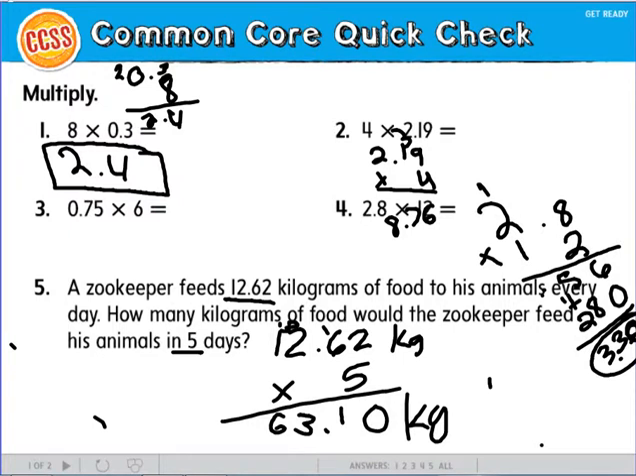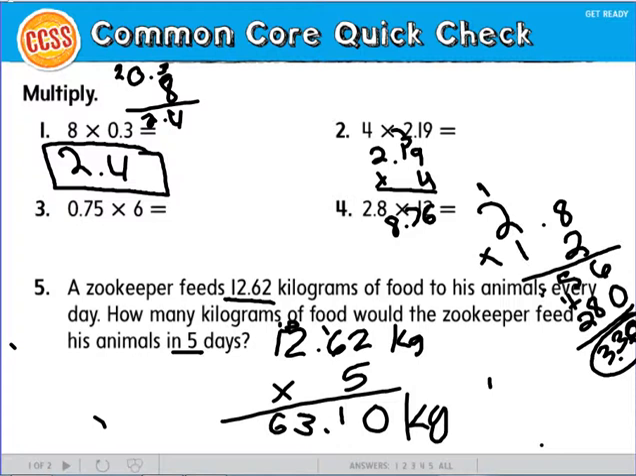So number 1. Mr. Anderson says number 1, 3/10 times 8 is 2 and 4/10. So 3 times 8 is 24. And there is 1 decimal place in the first number and none in the second. So therefore there's only 1 decimal place in the answer. And he did it right. 2 and 4/10.